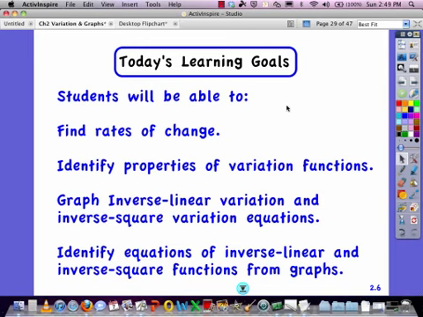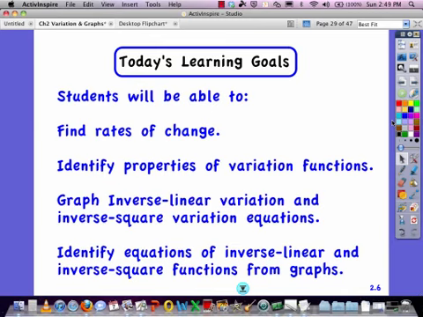Now, to start with, you can see our goals. We want to be able to find those rates of change, because we already said lines are really the only thing we can call the k-value slopes on. Parabolas did not have slope. They had a rate of change. We want to identify the properties of the different variation functions we're going to study, which we've been doing. So we will have even more lists of characteristics than the previous two sections. We want to graph the inverse variation and inverse square variation equations and start comparing them and identify different pieces and different parts.